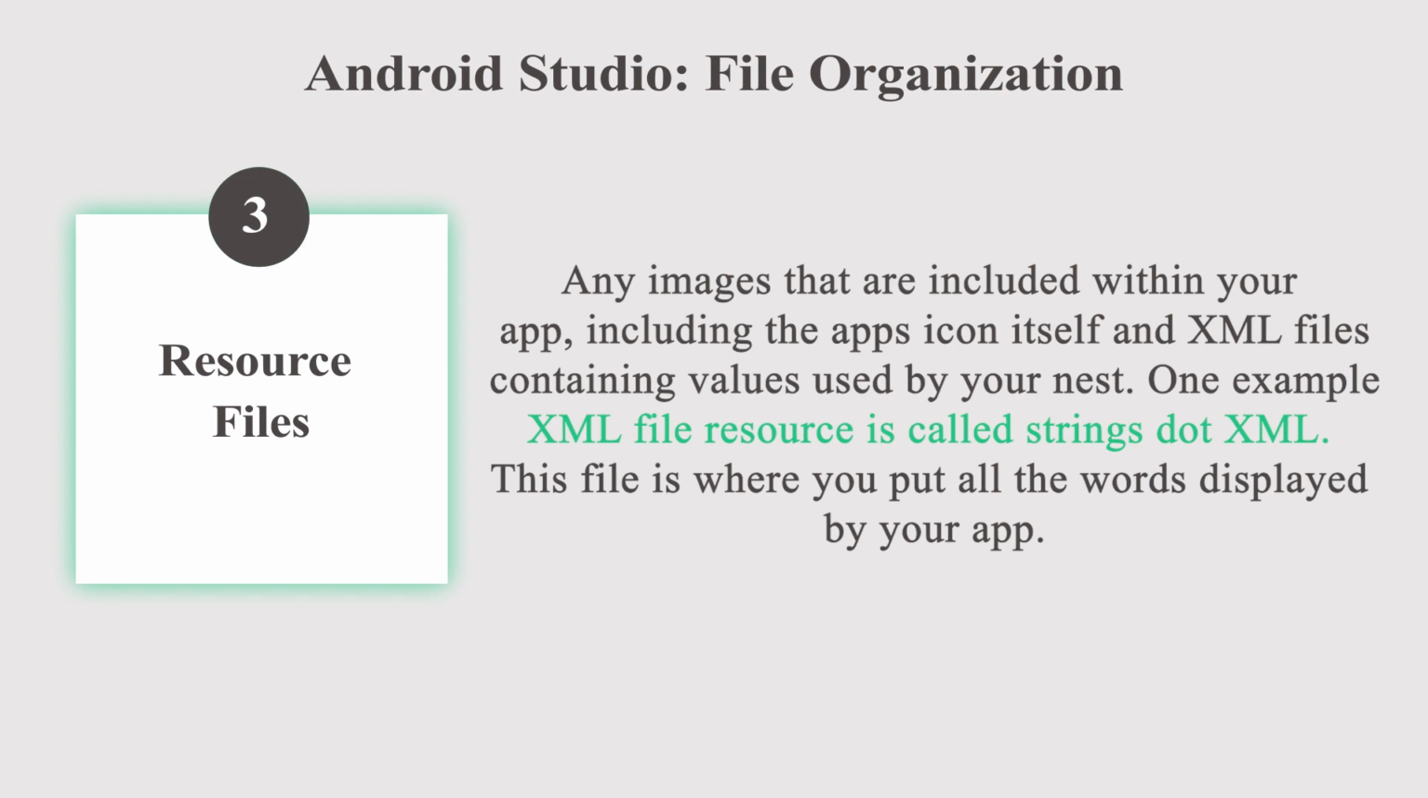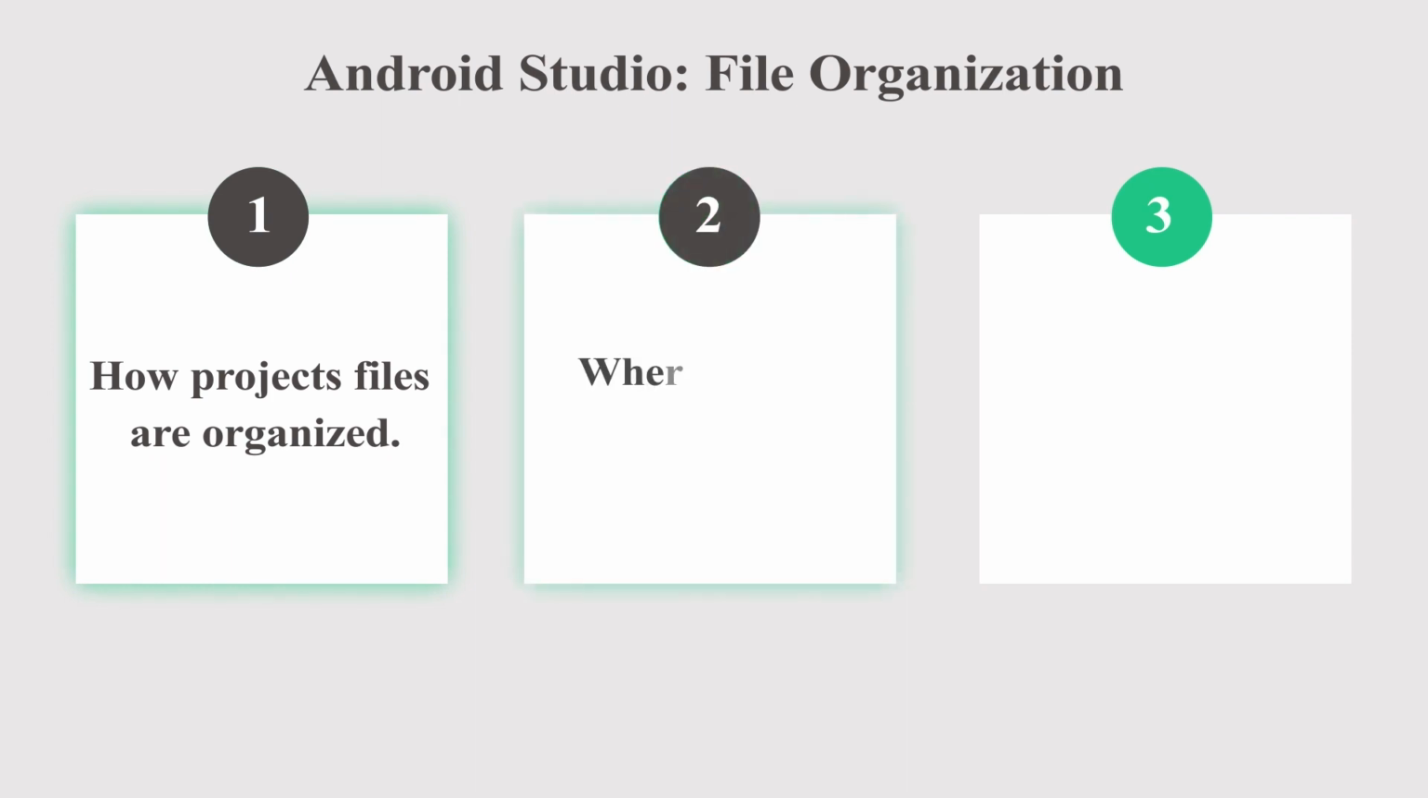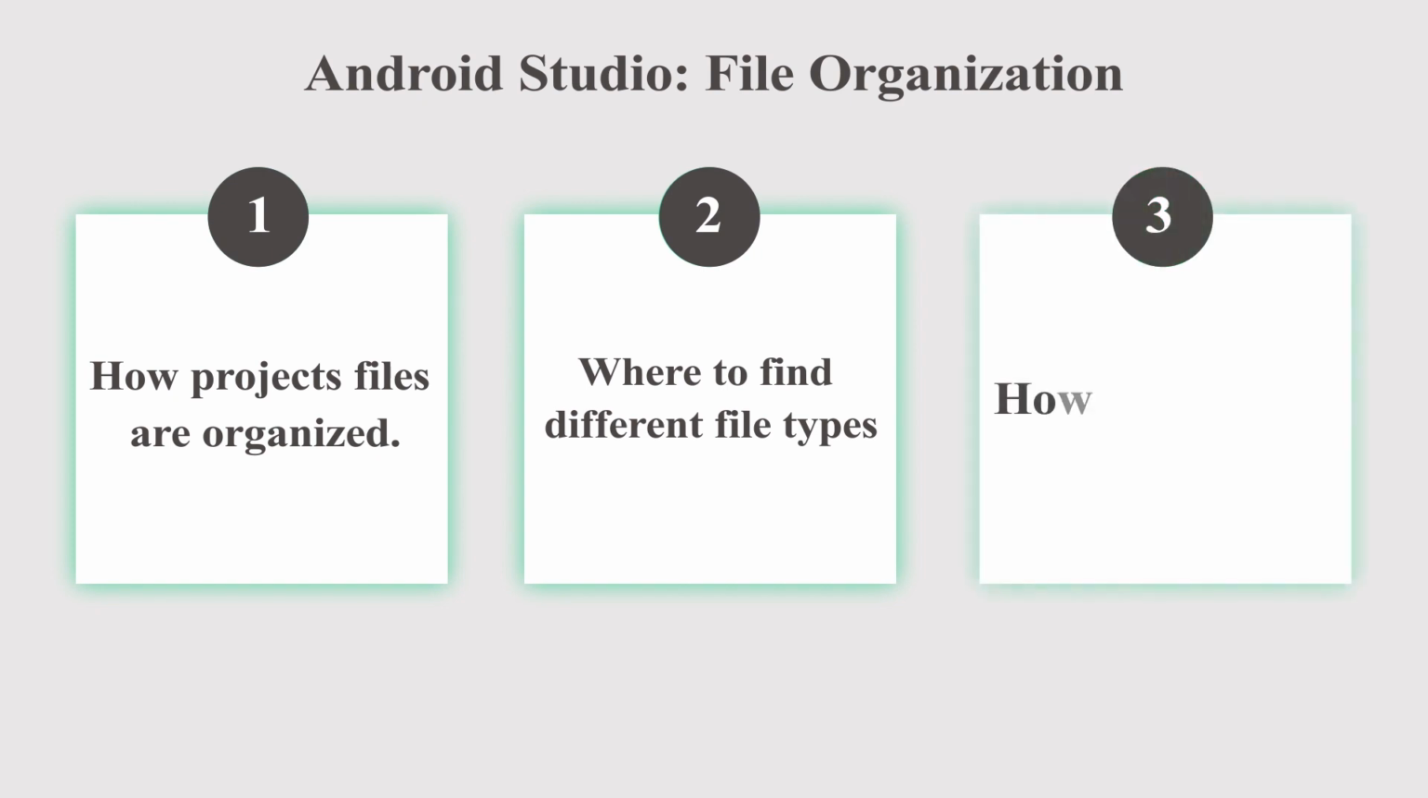One example XML file resource is called strings.xml. This file is where you put all the words displayed by your app. That way you can easily translate every word into a different language, and easily swap in and out which language should be used based on the user's language settings. After you've completed this lesson, you should have an understanding of how the files within your project are organized, where to look for specific file types, and how to edit those files.